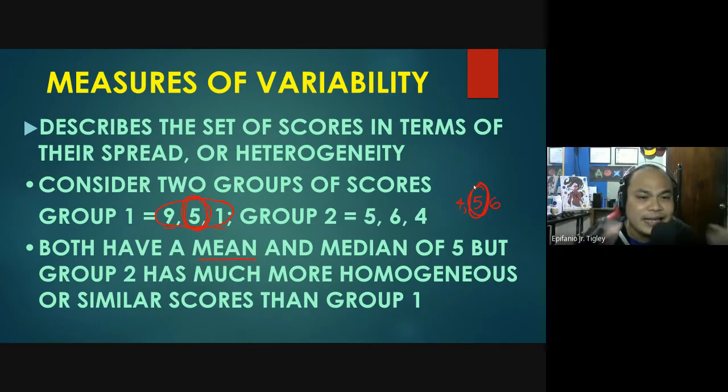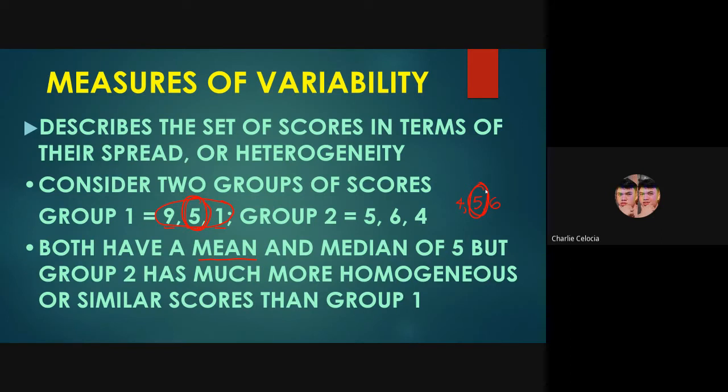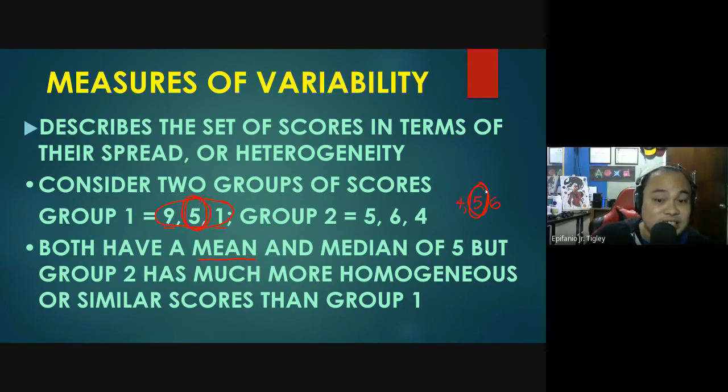But if you're gonna examine the scores, asa may close nga mga scores? Is it group 1 or is it group 2? Look at their scores. Group 1, 9, 5, 1. Group 2, 5, 6, 4. Asay close nga mga scores? Group 2. Group 2 is more homogeneous. Kailang scores close to 5. Look at group number 1. 9, 5, and 1. Lagyo kaayo na silang difference kay 4. From 9 to 5, 4. From 5 to 1, it's 4. So this is now variability.